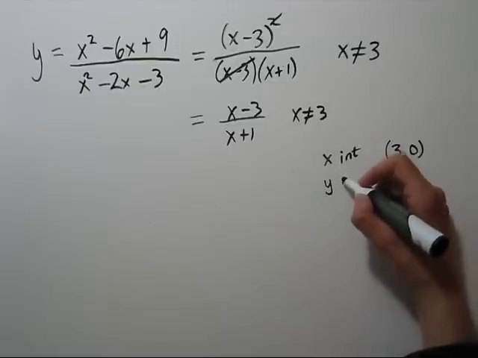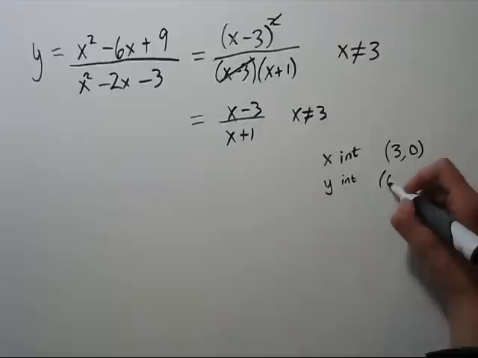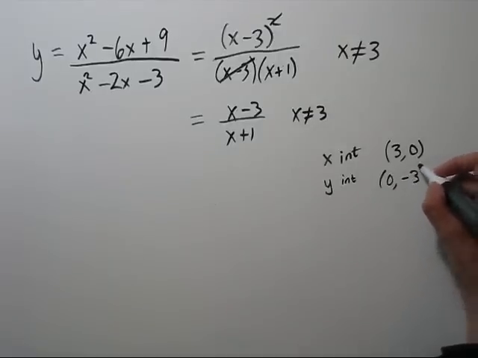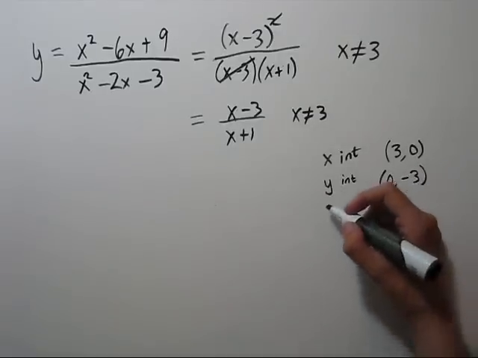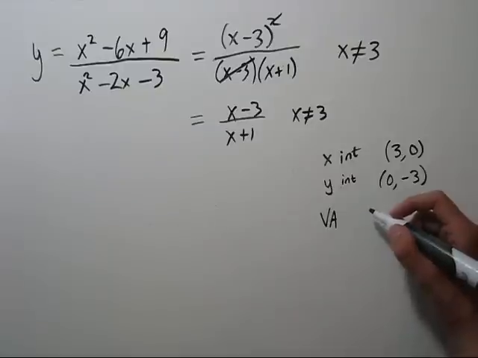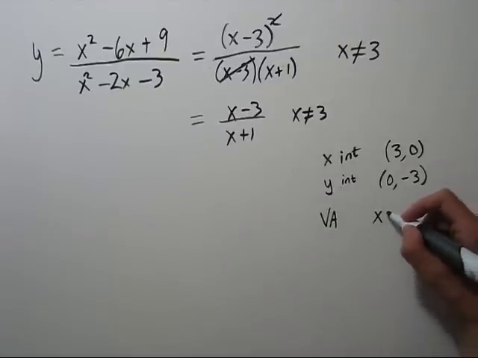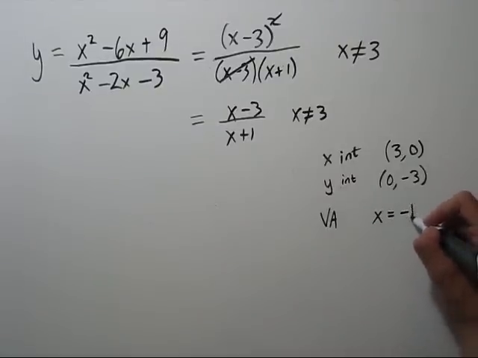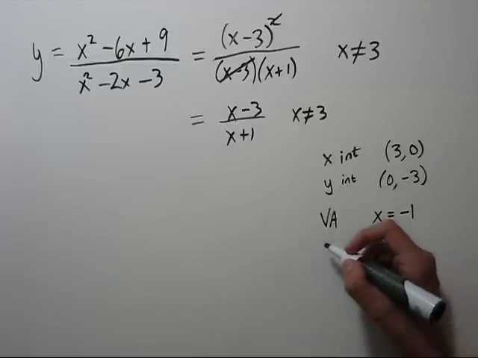Set the numerator to 0. Our y-intercept will be (0, -3). You set x equal to 0. Our vertical asymptote will be x equals negative 1. That's what makes the denominator 0.